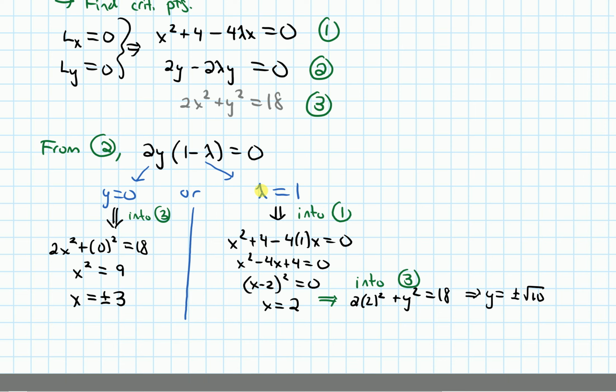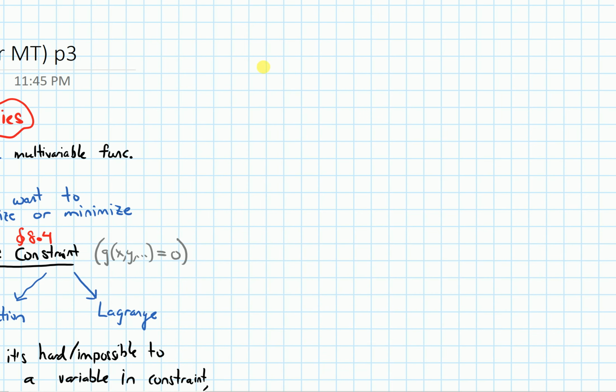All right, so in the case where lambda equals 1, I'm getting that x is 2, and x equals 2 corresponds to two y values, positive root 10 and negative root 10. So overall, in each of these cases, the y equals 0 case and the lambda equals 1 case, we're getting 2 critical points. So to organize my work, I'm going to keep track of all the critical points and what I get when I plug them into f.